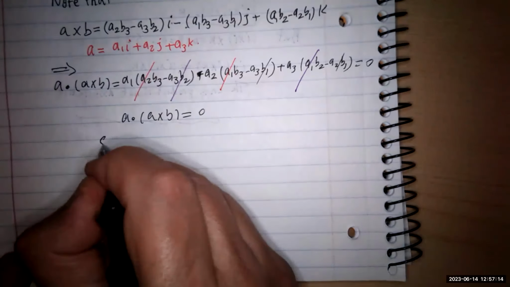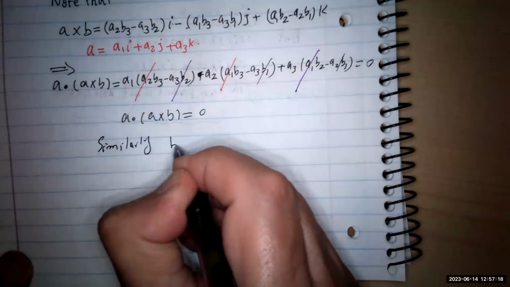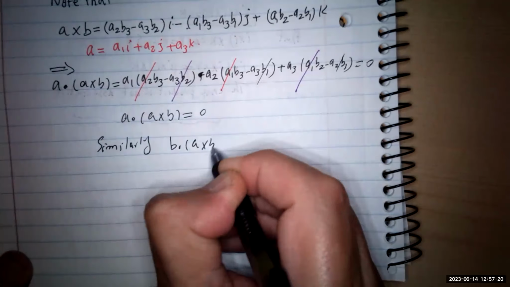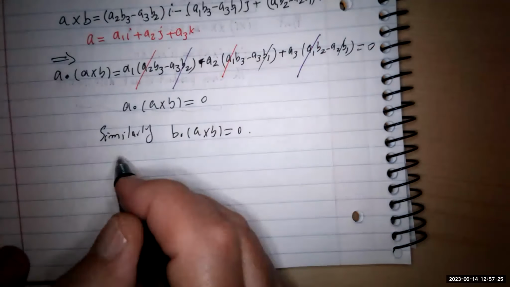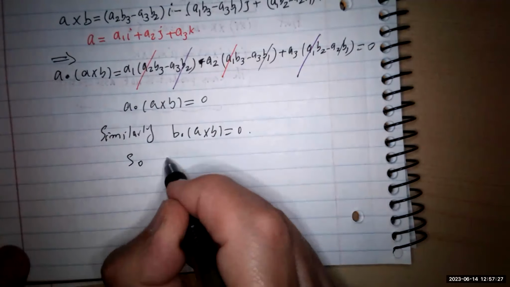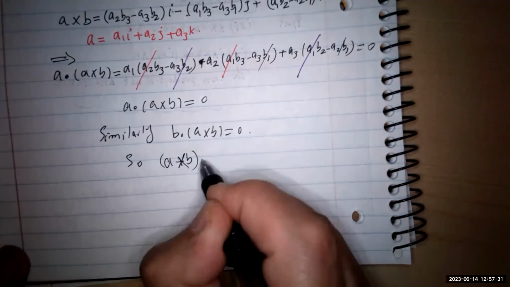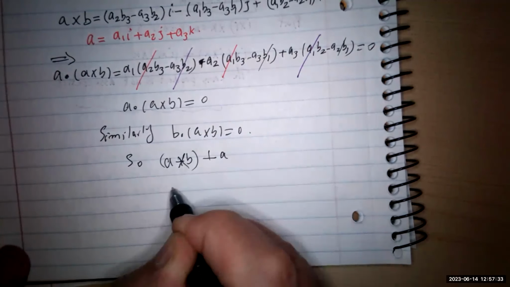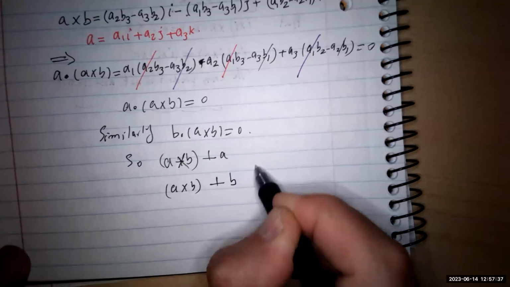Okay, similarly, the same thing. B dot A cross B is 0. So that's it. So A cross B is perpendicular to the A, and the A cross B is going to be perpendicular to the B. And you're done.